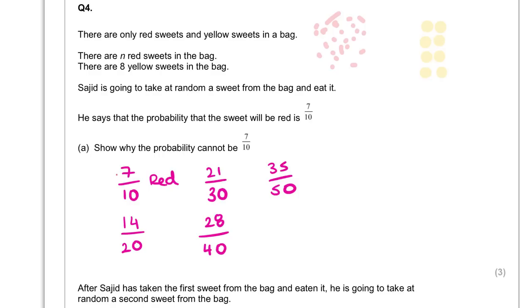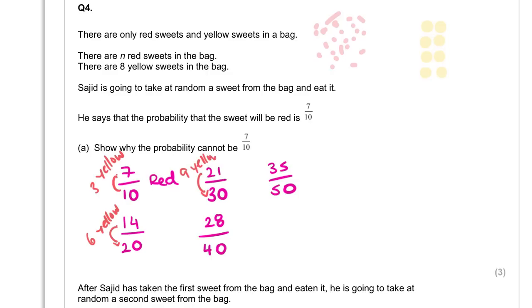Now, if the probability of getting red is 7 out of 10, what does that mean? How many yellows do we have? We have 3 yellow. Is that true? Do we have 3 yellow? No. How many do we have? 8, and that is a fact. Okay, well, what if it was 14 out of 20? How many yellows does that give me? 6. Do we have 6 yellow? No. Okay, how about 21 out of 30? How many yellows does that give me?